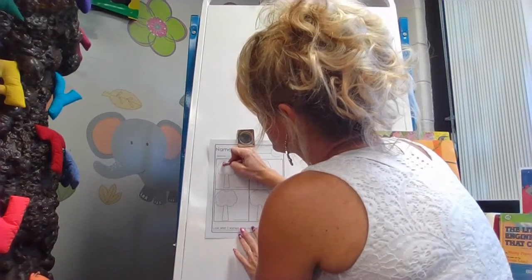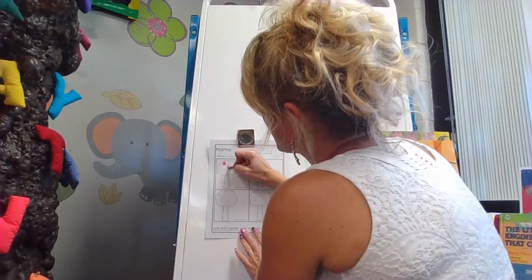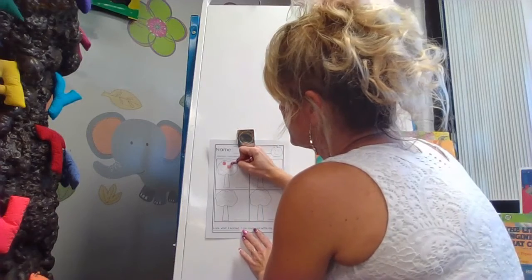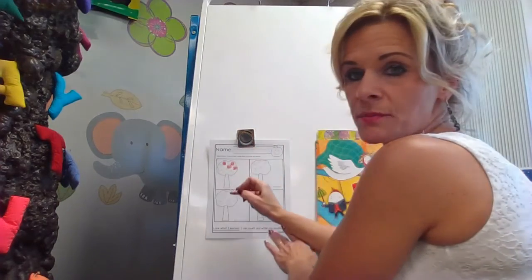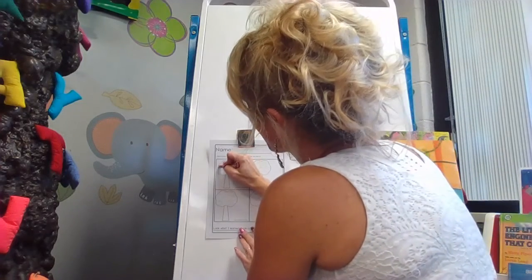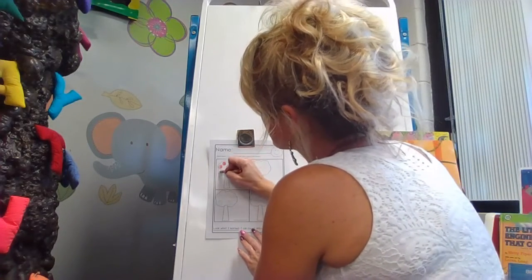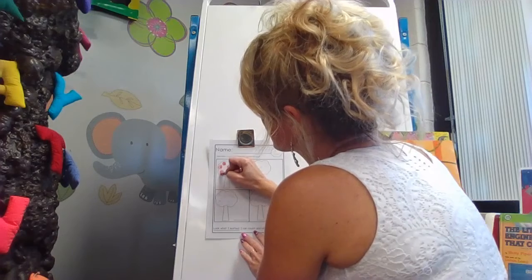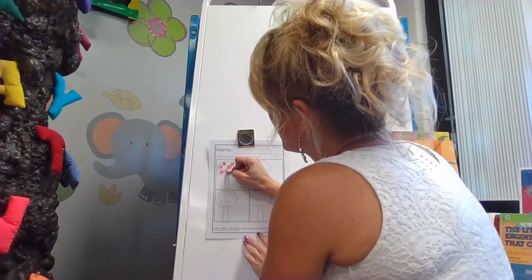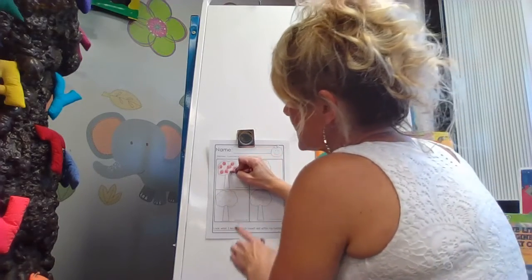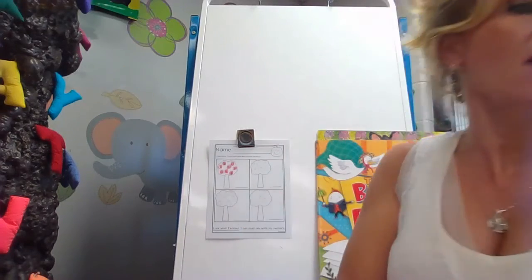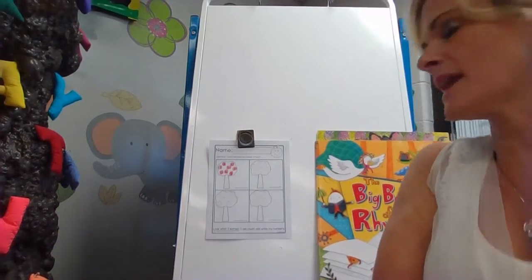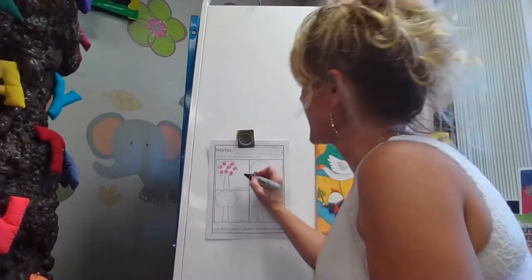1 apple, 2 apples, 3 apples, 4. And I keep going because there's still more apples. 5, 6, 7. Okay, now we're good. 8. I ran out of apples, so I have to stop counting. The last number I said was 8, so I'm going to write a number 8 down here.